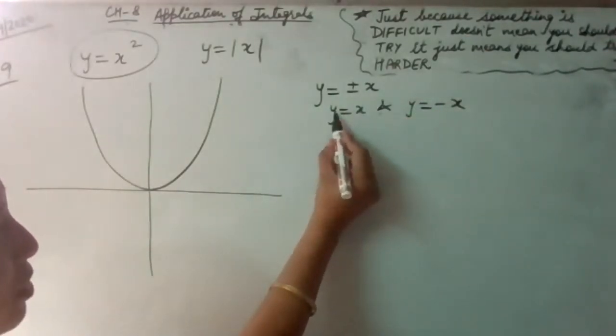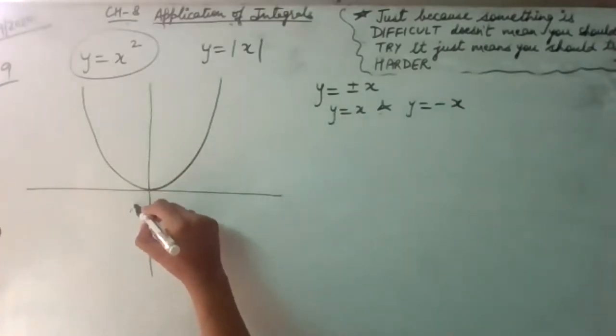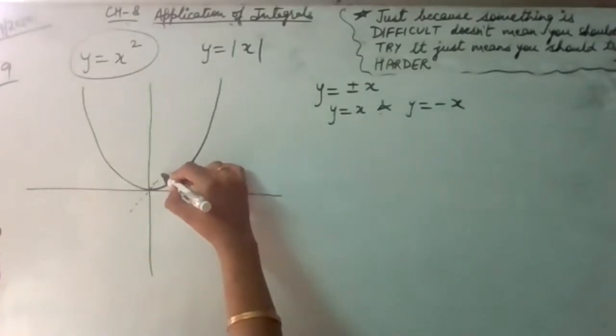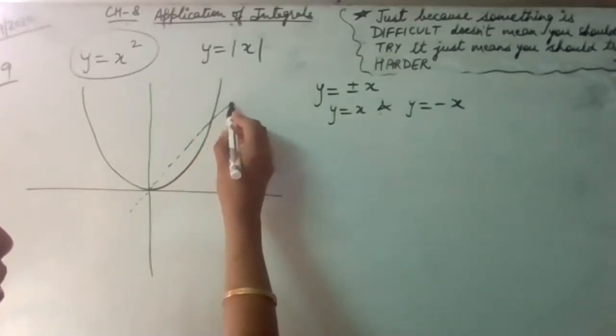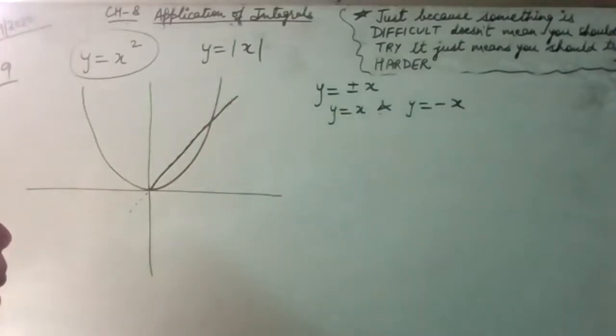Y equal to x, if we look here, will pass through 0, 0. If x is positive, y is positive. If x is negative, y is negative. That means this line will pass through the parabola like this and it will intersect at some point of the parabola. So this is the line.